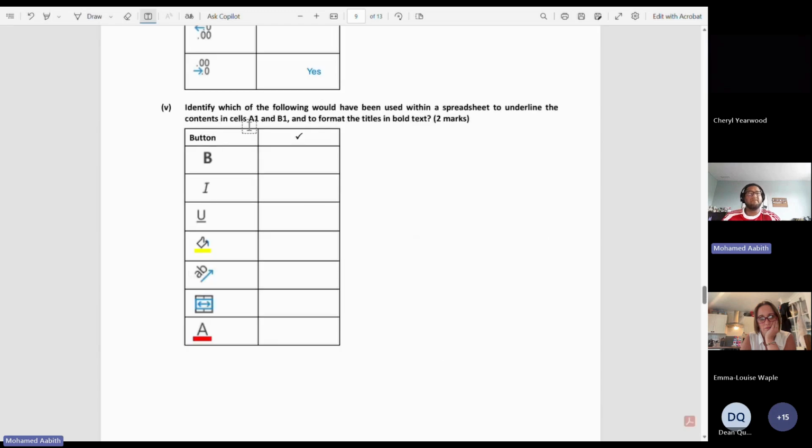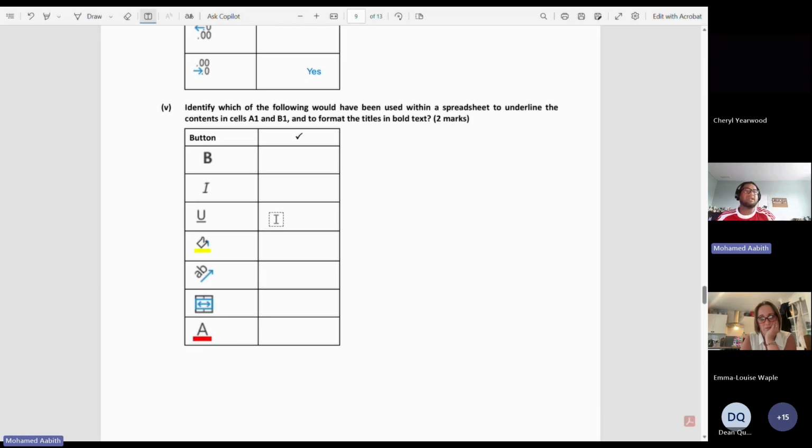Okay, and identify which one of the following would have been used within the spreadsheet to underline the cell on A1 to B1 to format the title in bold text. So here they ask you to do 2, one of them to underline, one of them to bold the text. So that is going to be tab 1 for the bold, and this is for underline. This is for changing the font to italics, which is going to slant a few degrees. This is fill the box. This one is wrap text. This one is merge and center, and this is the font color.